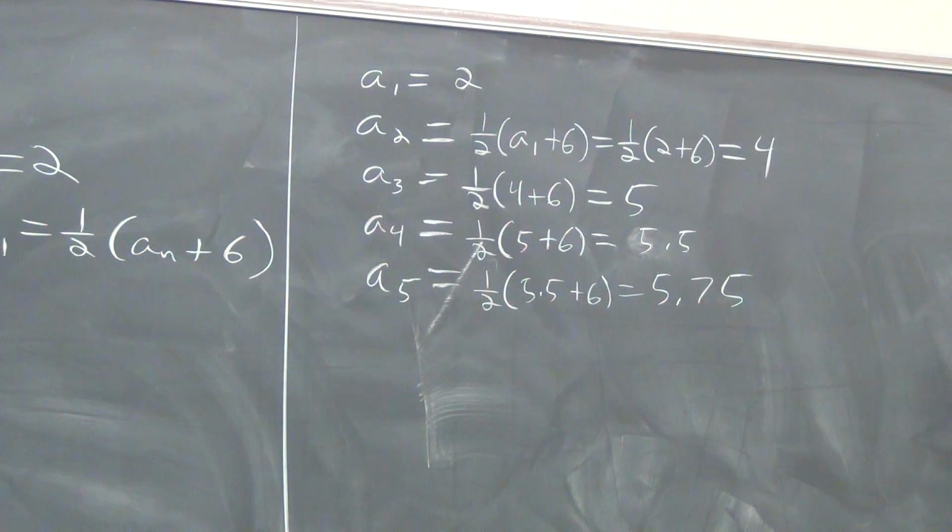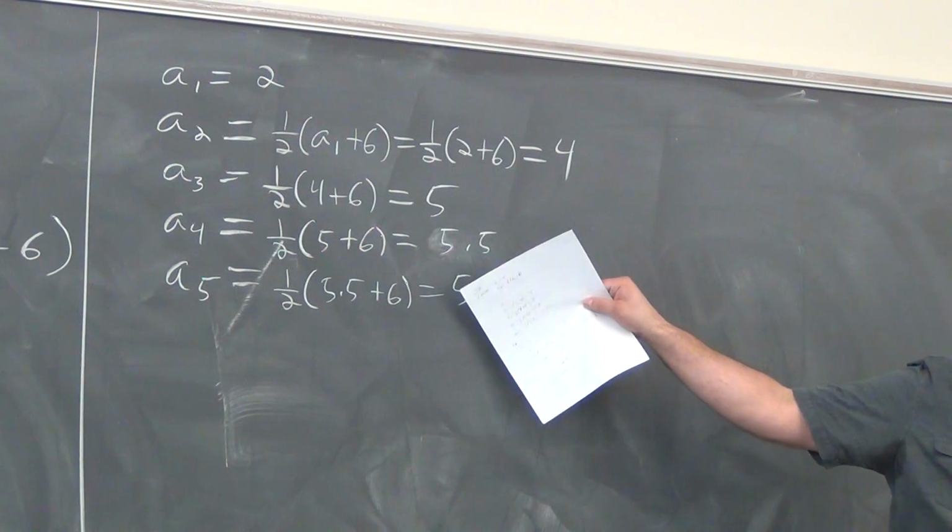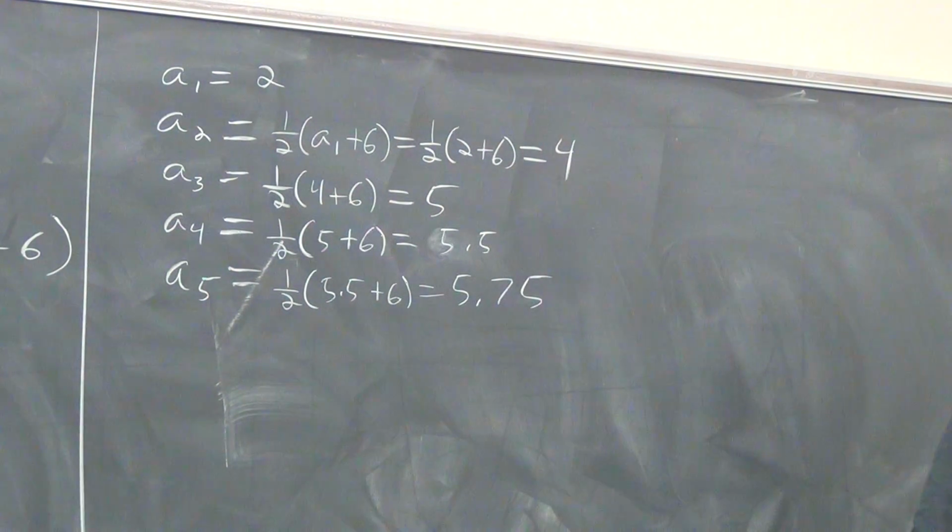But anybody have a guess for maybe what this sequence is bounded by? So it's always going to stay positive, right? Because we're going to plug in a positive number and average it with 6. So it'll stay positive. Same as that one.